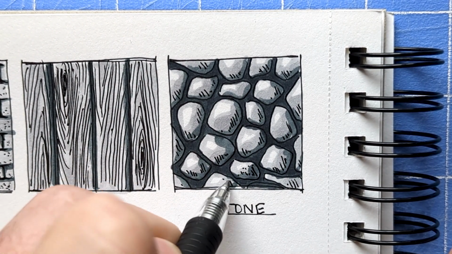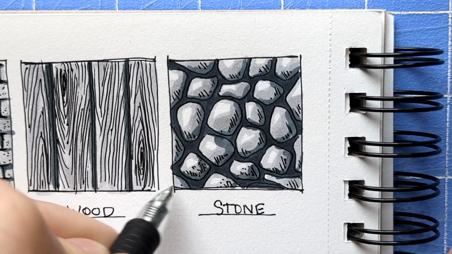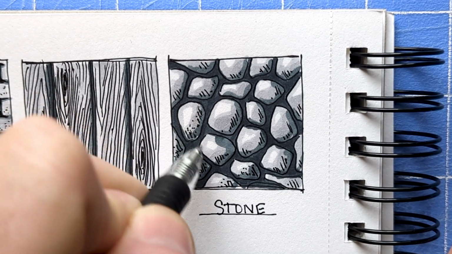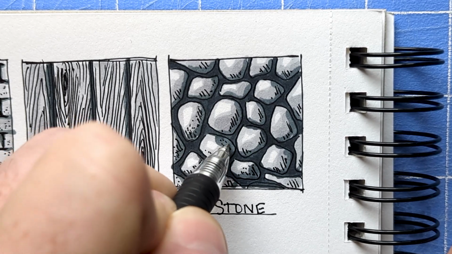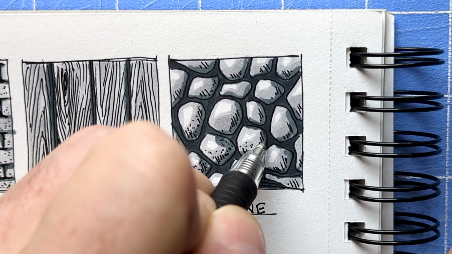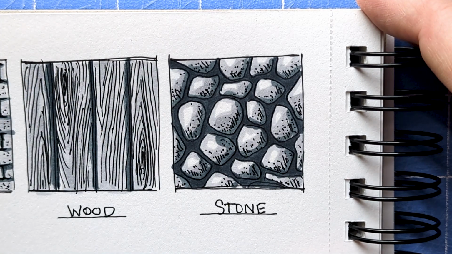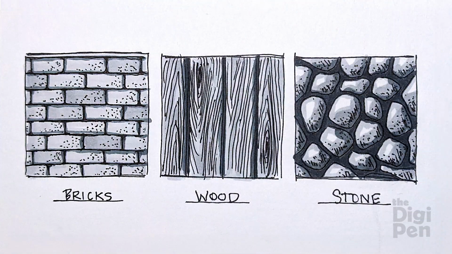Now, lastly, I'm going to switch over and do a stippling technique similar to what we did with the bricks. And again, this is just going to add a little bit of roughness to each stone, making it feel more like a natural texture. And that's it. Those are the final textures. I hope you enjoyed this tutorial.